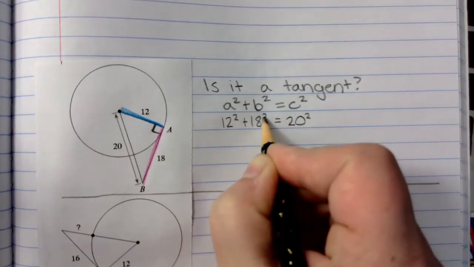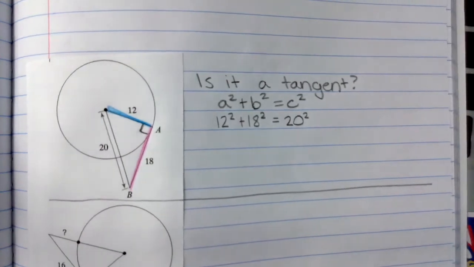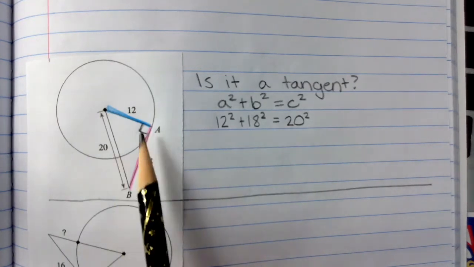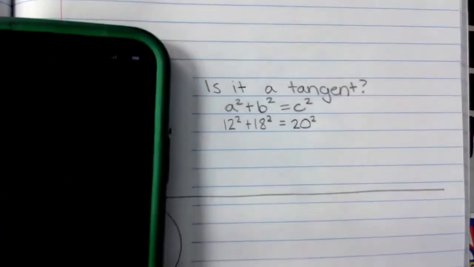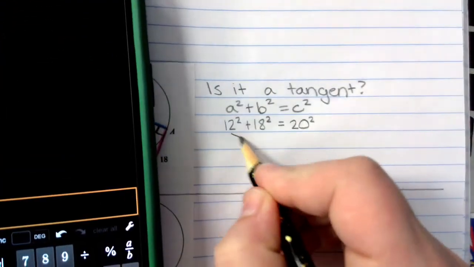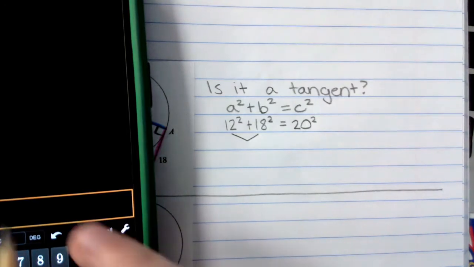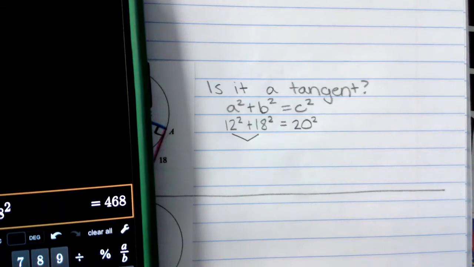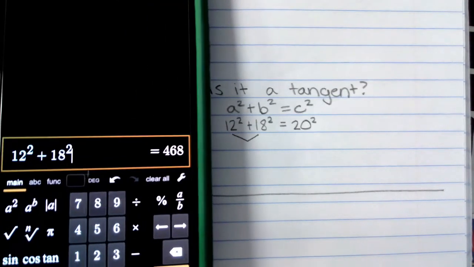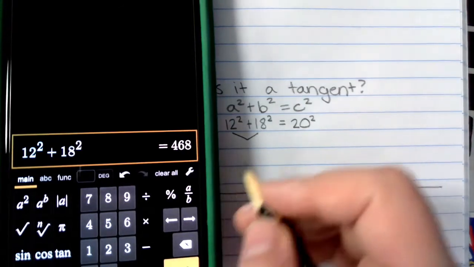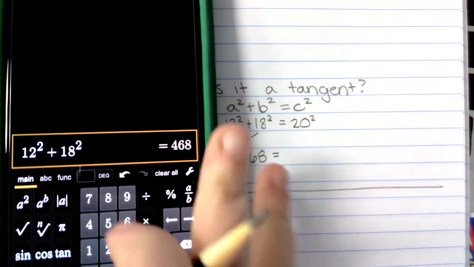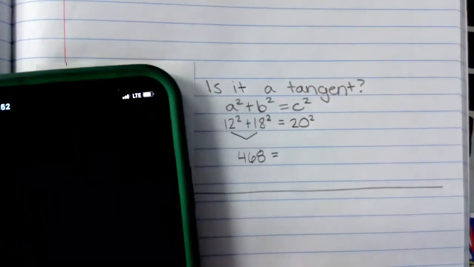If it's a right triangle, this should end up being a true statement. It should end up being equal. If it's not equal, then we know that's not a 90-degree angle. So in our calculator, I'm going to just do both of these at the same time. 12 squared plus 18 squared. Oh, you can't see what I'm doing. There we go. 12 squared plus 18 squared is going to be 468. And 20 squared, and see if those are equal.